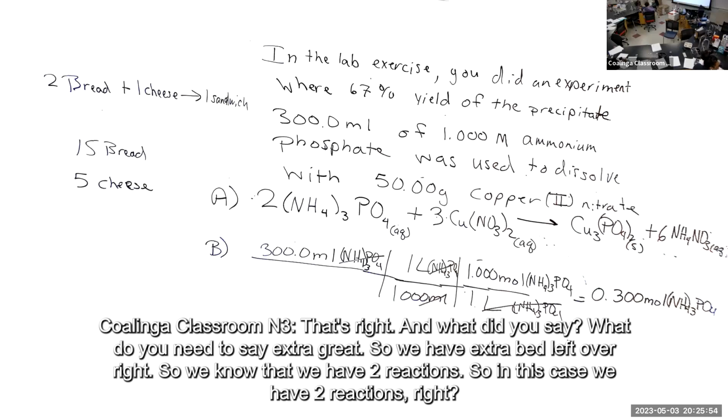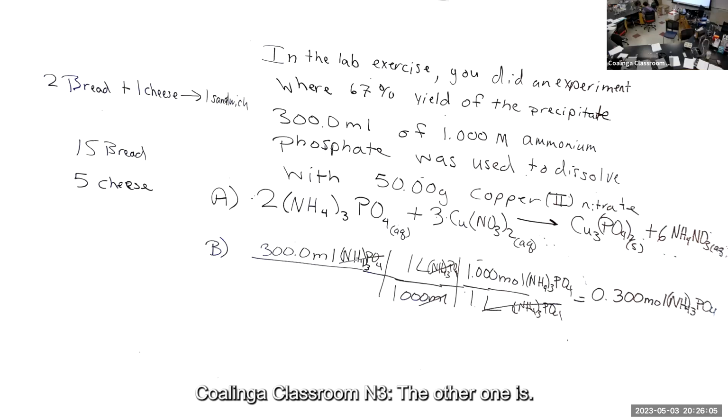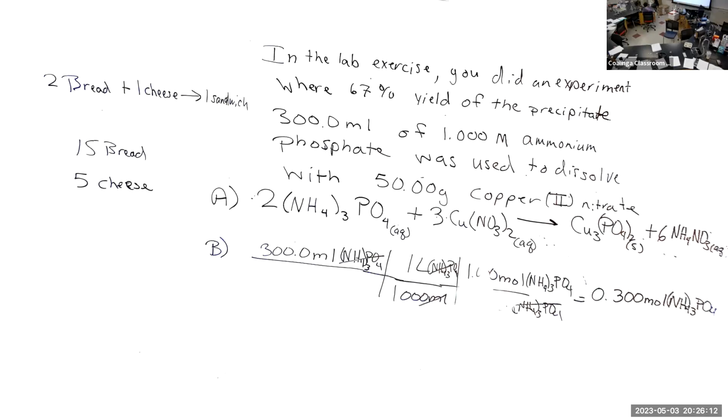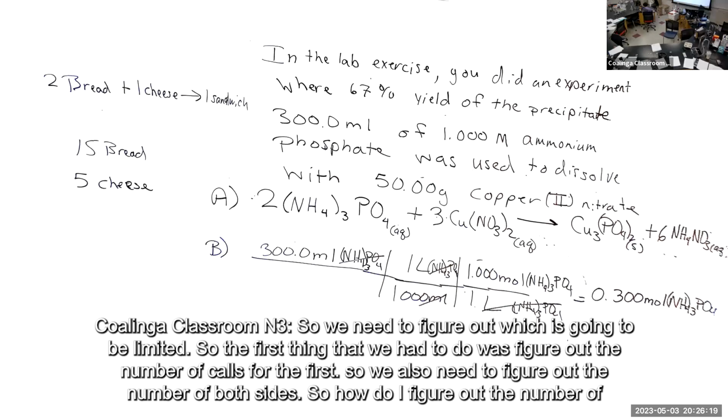So in this case, we have 2 reactants. One of the reactants is in excess or left over, and the other one is limiting, meaning it will run out before the other. So we need to figure out which one is going to be limiting. The first thing we had to do was figure out the number of moles for the first one, so we also need the number of moles for the second.